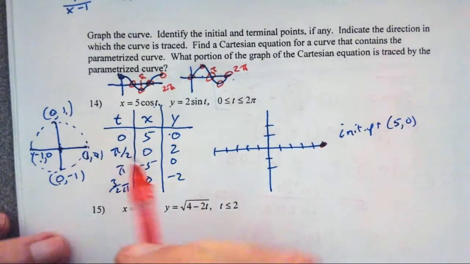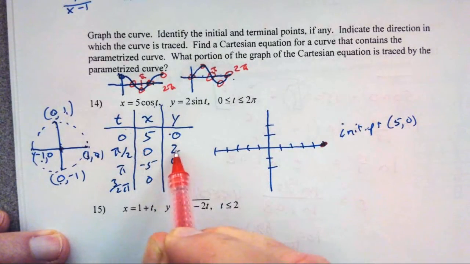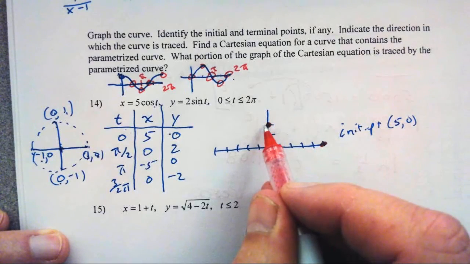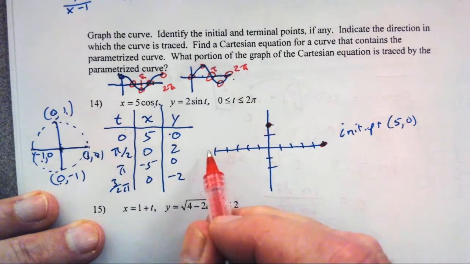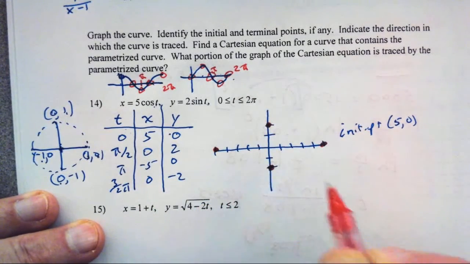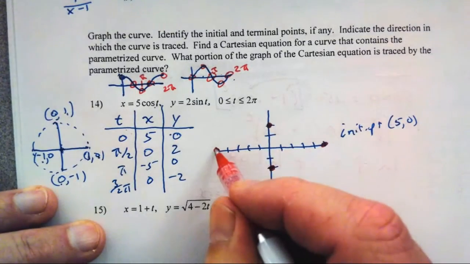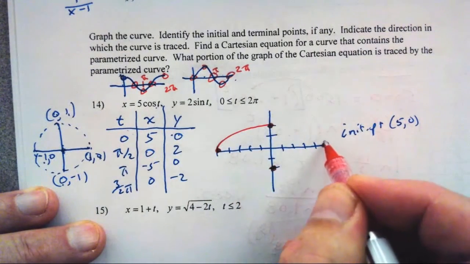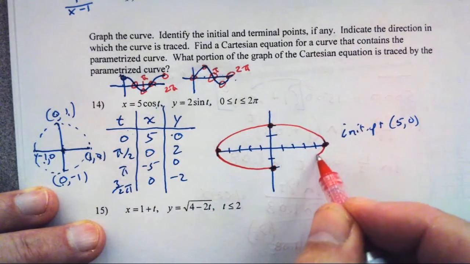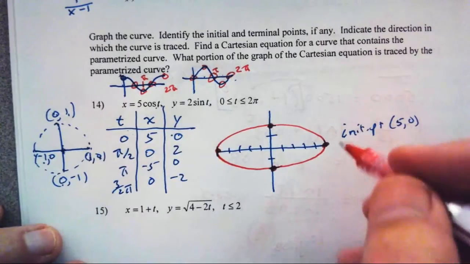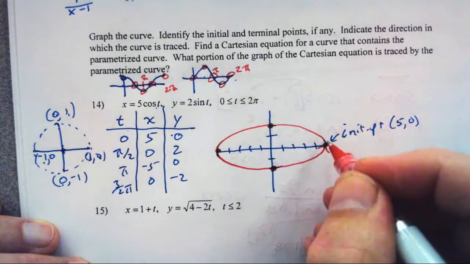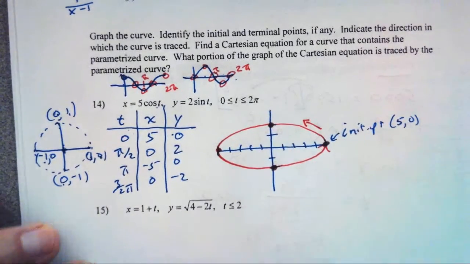From 5, 0, my next point is 0, 2. My next point is -5, 0. And my next point is 0, -2. And hopefully we know enough about these at this point that we know that it is an ellipse. We may come back and talk about that. We've got an ellipse. That's a pretty good one. And I've got an initial point right here. I need a direction of my curve.